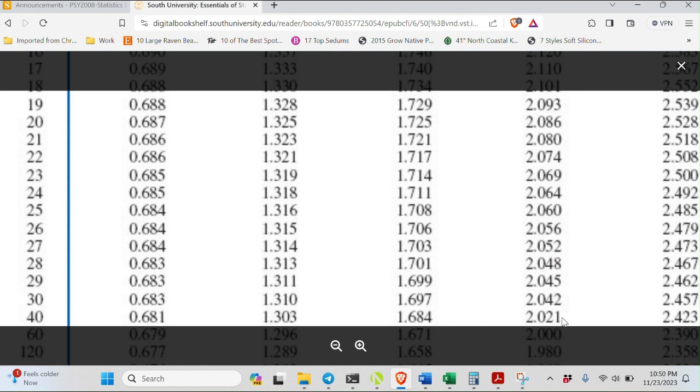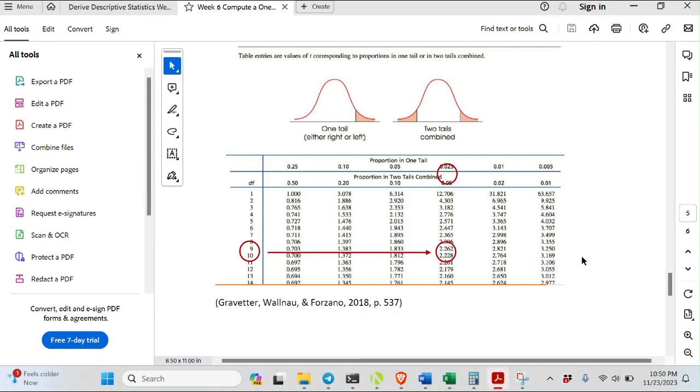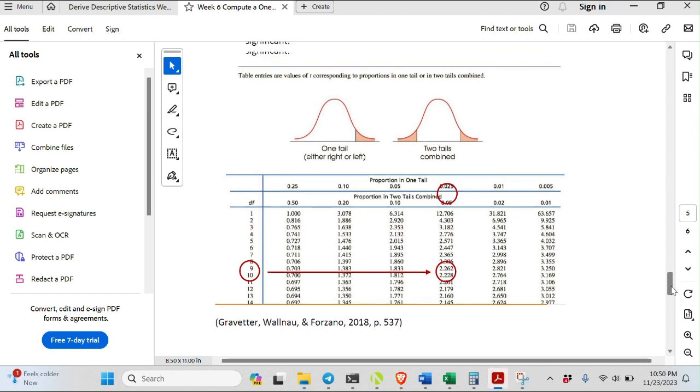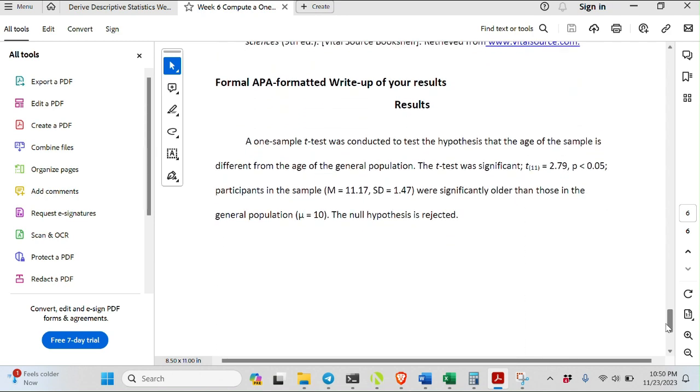What you also need to do for this assignment is write a one-paragraph APA formatted interpretation of the results, modeled in the example in the lecture. That's this week 6, compute a one sample t-test document. It tells you exactly how to do it, so you would model what you're writing after this. You would type Results, center it, and then say something similar to this.